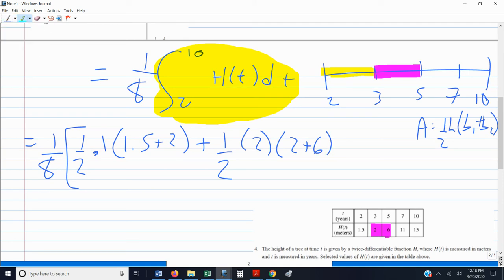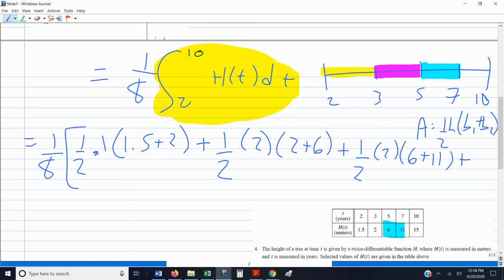My next trapezoid is going from 5 to 7. So the next one I have is 1/2. The height from 5 to 7 is 2. And what are the bases of that trapezoid? That would be 6 and 11.